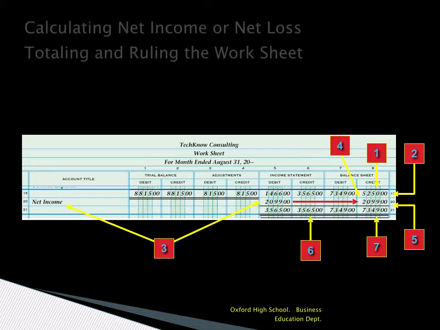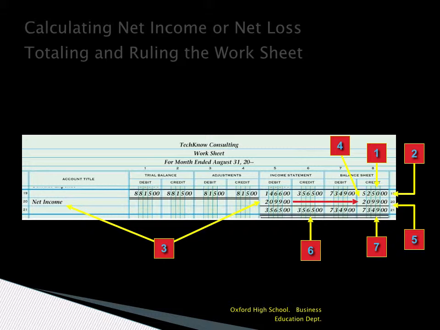Look at 1,466, and then 3,565. Those are the totals for the income statement. They do not equal. They will only equal after you have calculated your net income. Notice the totals for the balance sheet. The debit is 7,349. The credit is 5,250. They do not equal. They only equal after you have calculated the net income.